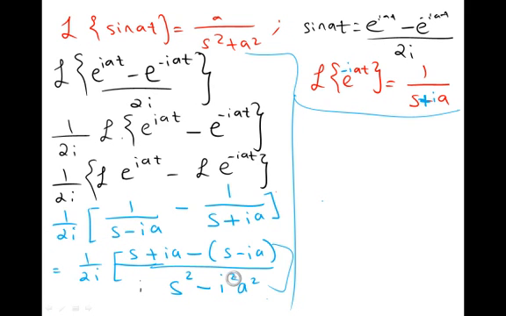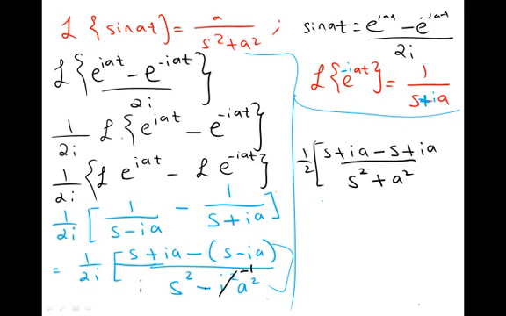Please try to remember that i squared equals negative 1. This is an imaginary number, so here this negative is going to be changed to positive, because i squared means negative 1. So negative with negative will give you plus. So it's going to be s squared plus a squared. And here I'm going to open the bracket. Here we'll be left with s plus ia minus s plus ia.